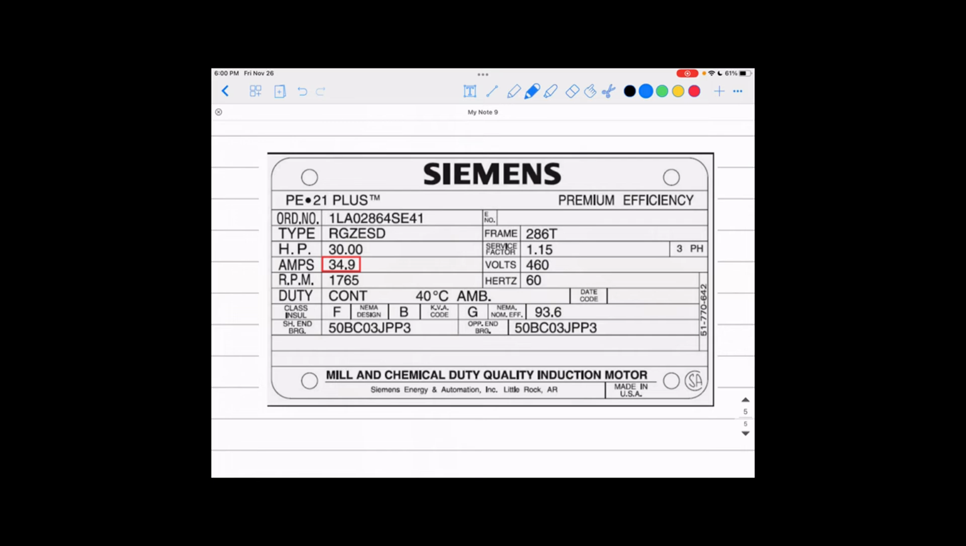There are different numbers for orders from the company, all that stuff. We're just going to find the most important things we need for our calculations. For example, HP, which is horsepower. This motor rating is 30 horsepower. That is the output of the motor. Amps, which is the amperes, is the rated current of the motor, not the starting current. The starting current is different from the rated current. The rated current is the current that the motor draws when it has the rated load connected to it all the time. The RPM, revolutions per minute, is the rated speed of the motor.